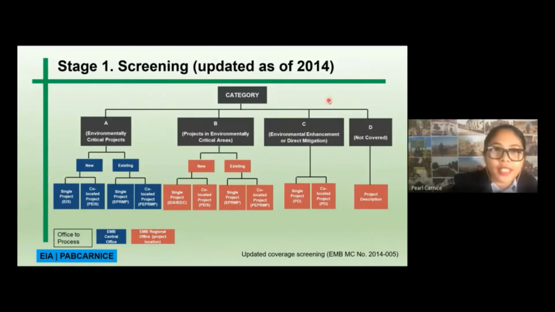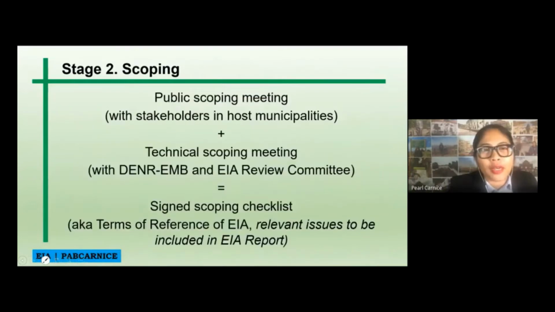If it's category C, which is environmental enhancement or direct mitigation, if it's a single project, you only have to prepare a project description. If it's co-located, then you have to prepare only a project description. If it's category D, which is not covered, you only have to prepare a project description. So after the screening, you now know what category it is and what document to prepare.